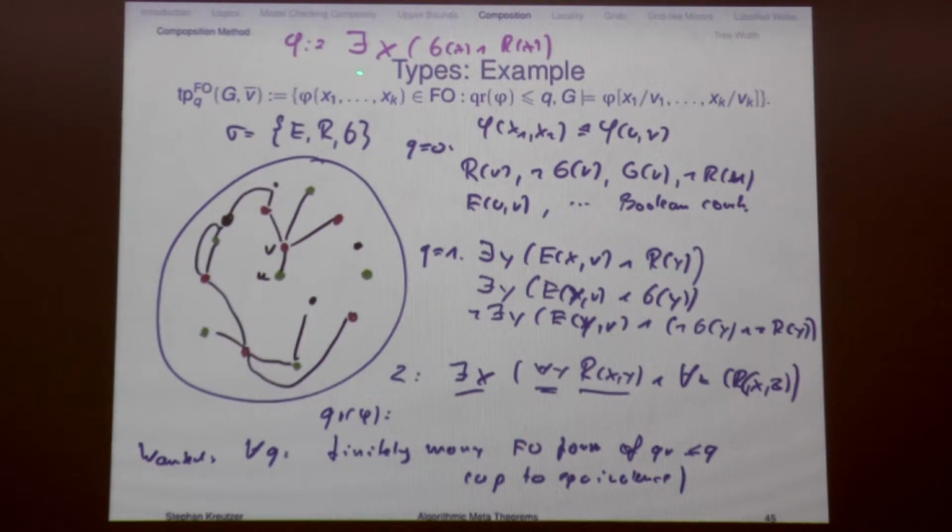Because this is just a sentence, it will just be true or false independent of how you choose U and V, because it doesn't even speak about U and V. Which means if it's true in the graph, it will actually appear in all these types, and if it's not true, it will not appear in any type.